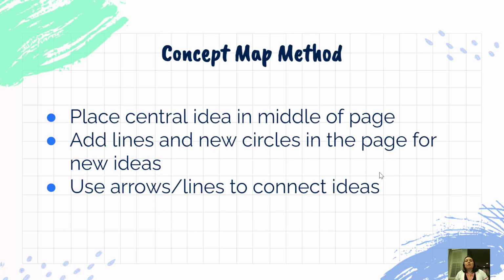Okay, next is the concept map method. We called it the mapping method in the part 1 lecture. And so this is like the mind map idea with all the bubbles. So you will place your central idea in the middle of the page with a circle around it, and you'll add lines and new circles on the page for new ideas. And you can use arrows and lines to connect.